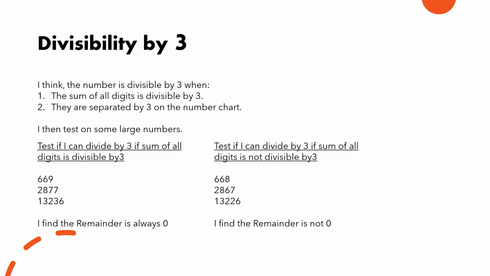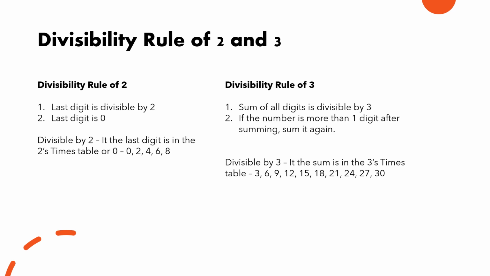Next, I also pick up some numbers which do not have the sum as divisible by 3. And I always get a remainder when I divide them by 3. So this is how I test my finding, and I find my pattern to be correct.